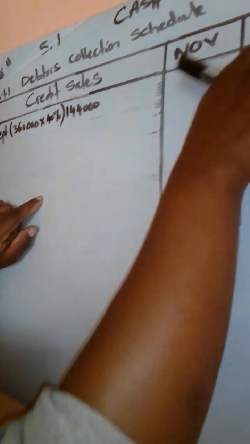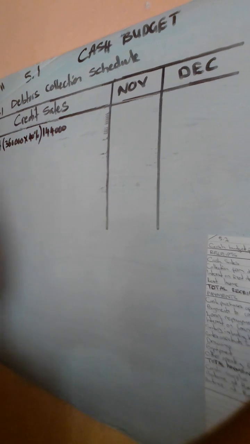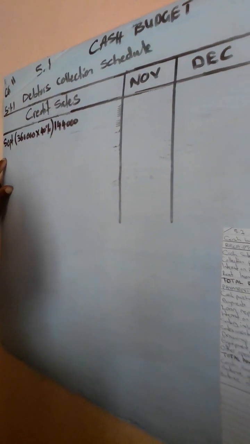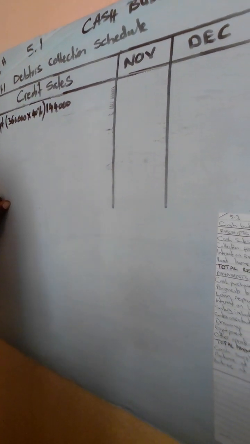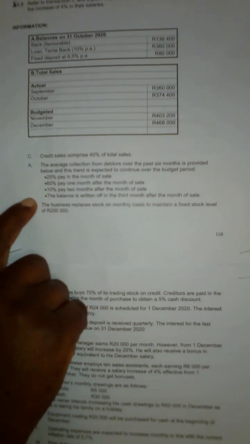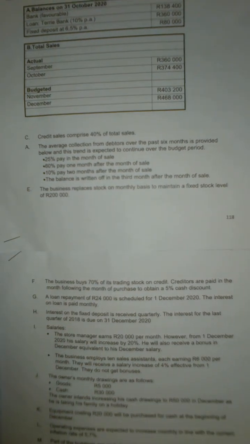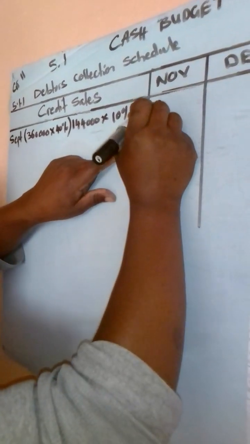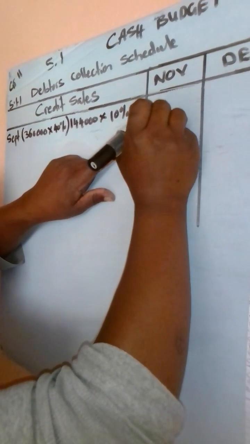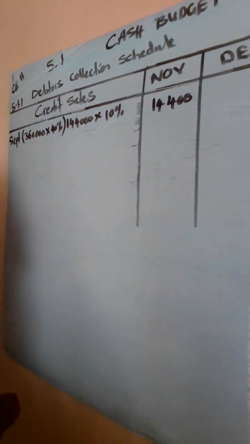Our budget period is November, December. So the policy says 25% pay in the same month of September. After 1 month from September, we're going to be in October, 60% is supposed to be received. And then 2 months from September, we are going to be in November, and 2 months is 10%. So we're going to calculate 10% of 144,000, which is going to be collected in November, is 14,400. So we are done with the month of September.